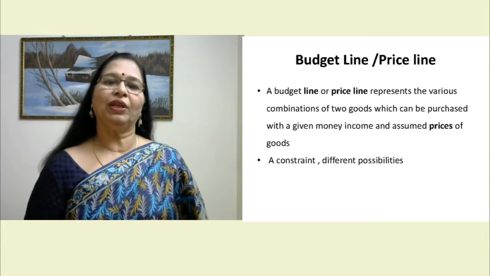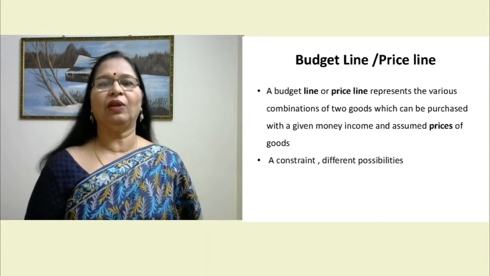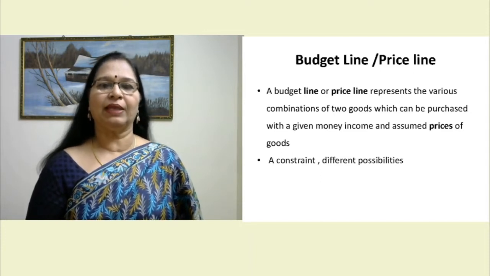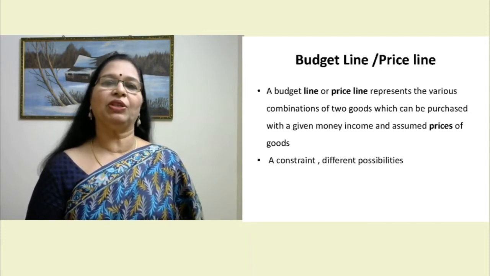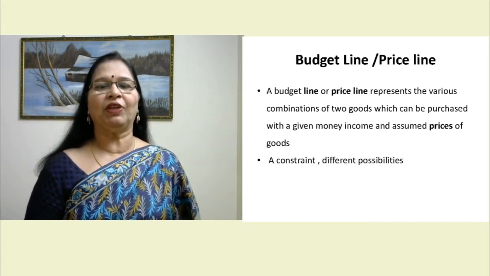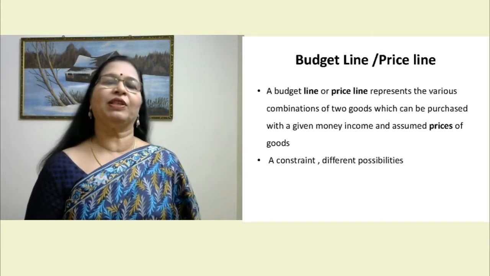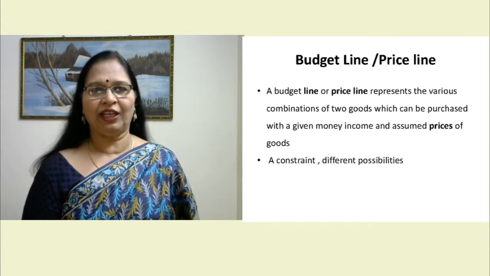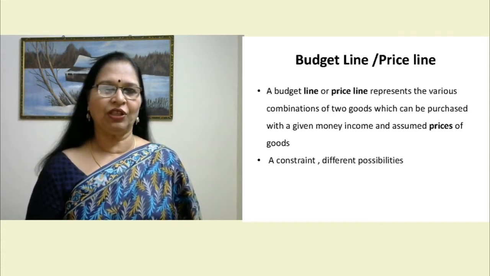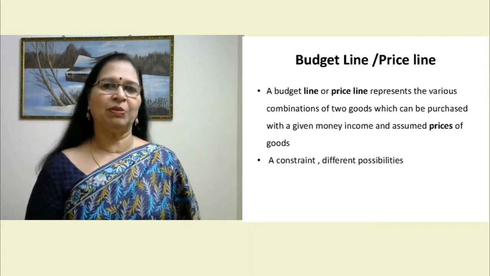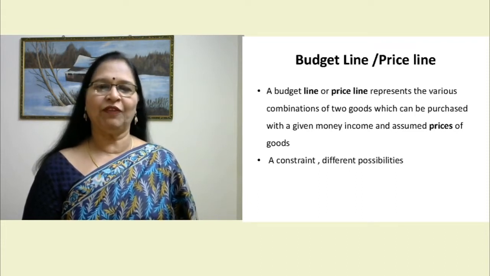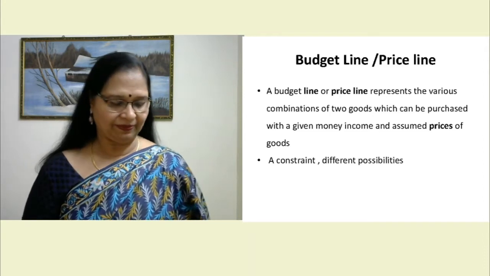So here now we are introducing what is known as the budget line, also known as the price line. A budget line or a price line represents the various combinations of two goods which can be purchased given the money income of the consumer and the assumed prices of the goods under consideration. So income is a constraint for the consumer, and there are different possibilities that the consumer can buy of the goods, but his income for the given time cannot be changed.